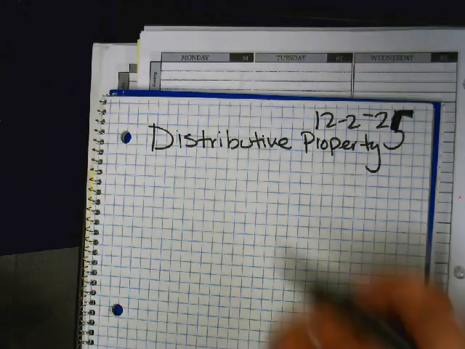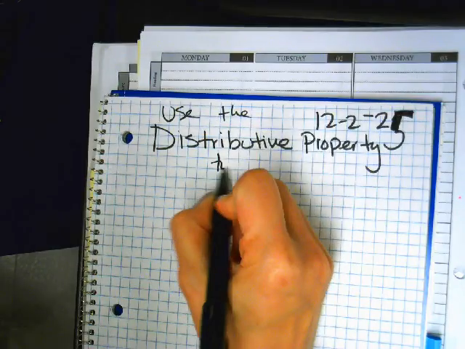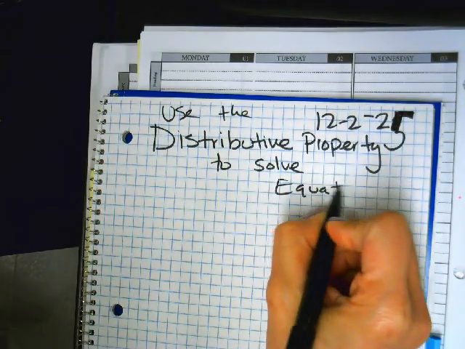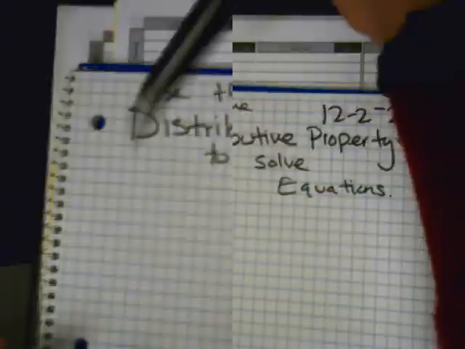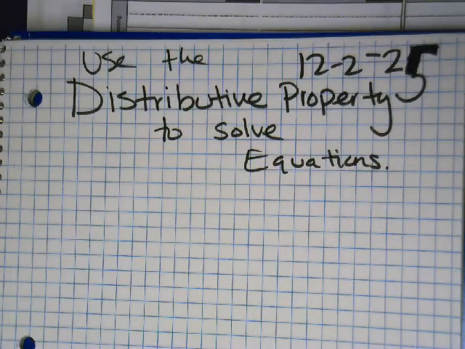Use the distributive property to solve equations. What's the difference between an equation and an inequality? One has the greater than or less than, and the other one doesn't. That's called an inequality: less than or equal to, greater than or equal to, or just less than, greater than.